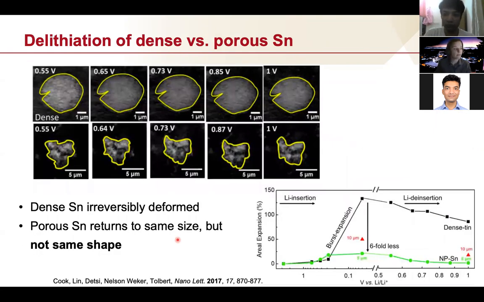During delithiation of the same two particles, you see that the dense tin doesn't return to its original shape, doesn't return to its original areal expansion as well. So it's significantly less dense. Whereas the nanoporous tin, if you track the area, does return to its original area, although the shape has changed. And if you zoom in, the pores have changed as well. I also want to mention that these aren't the only two particles we looked at. We tend to look at like 15 different areas within the battery as we're cycling the battery. So these are just representative areas.